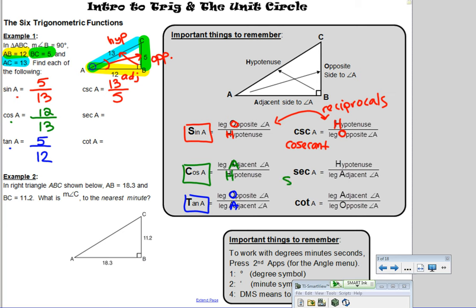SEC, that's pronounced secant. And secant is just cosine flipped. They're reciprocals. So it's H over A. So if cosine is 12 over 13, secant would be 13 over 12. Lastly, this word cot that people want to say cot is actually really cotangent. And cotangent is A over O. It's tangent flipped, the reciprocal. So in our problem, if tangent is 5 over 12, cotangent is 12 over 5.